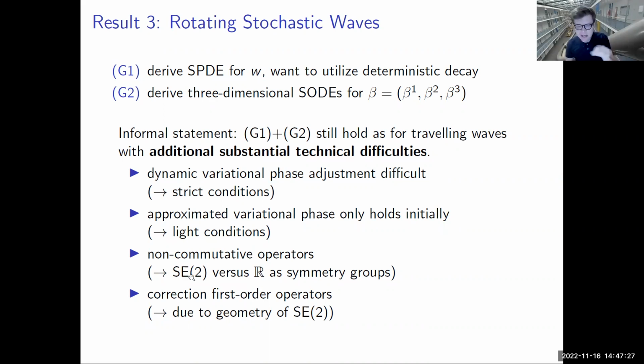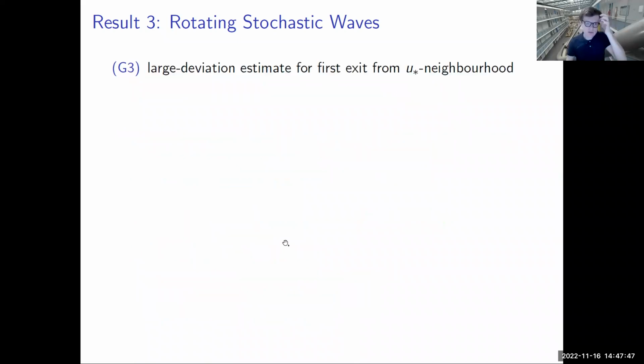Of course, the translation group that you have for a normal traveling wave is commutative, and we get new terms in the equations. And there's also correction terms that come from the geometry of SE2. I will not go into much detail, but there are correction terms that we get that weren't there before.